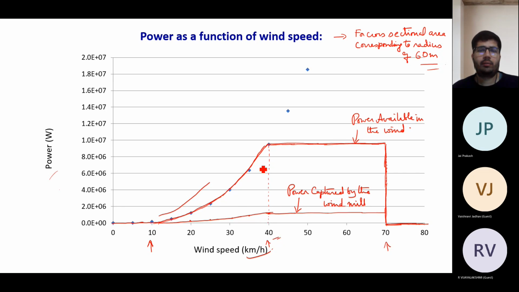After 40, it's at maximum rated capacity. After this, you can see the power is almost constant. It's not increasing at 70. At cutout speed, the wind turbine stops working and power suddenly drops to 0. This is theoretically possible, but practically we are getting only around this graph. So this is the difference between theoretical and practical limits.